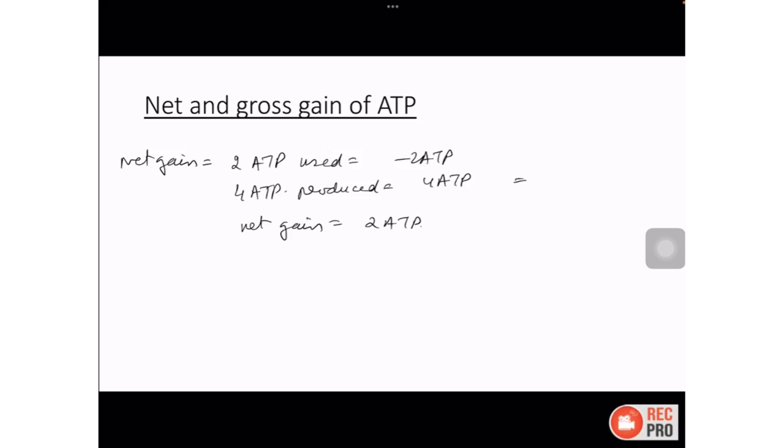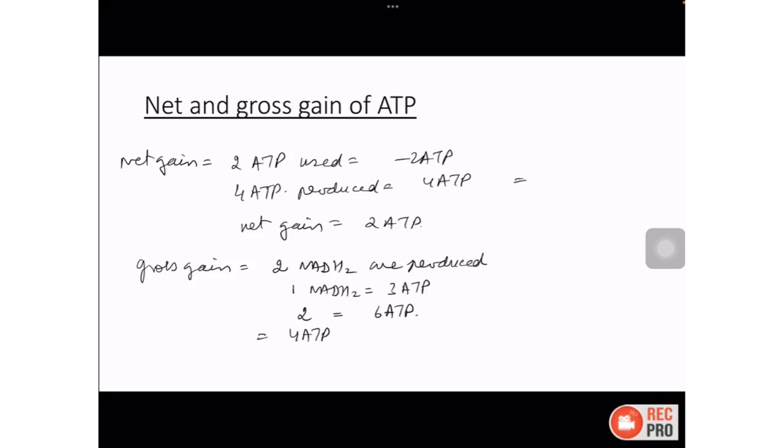Right? Now we come to the gross gain. In the gross gain, we saw that after the payoff, 2 NADH2 are produced, and 1 NADH2 is equal to 3 ATP. So 2 will become 6 ATP, right? And there are 4 ATP also produced. Hence our total will be 4 plus 6, that will become 10 ATP.